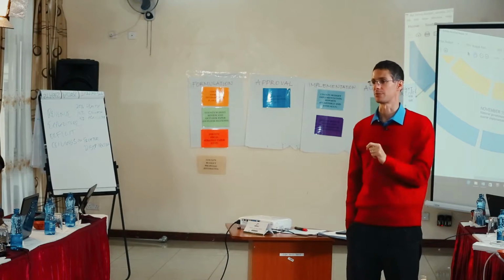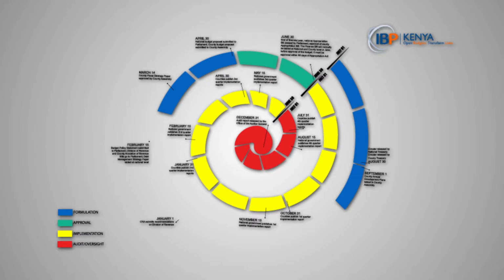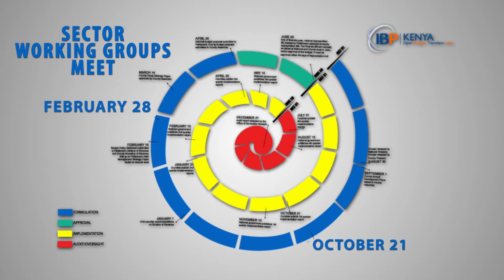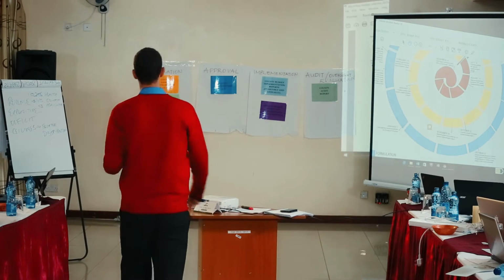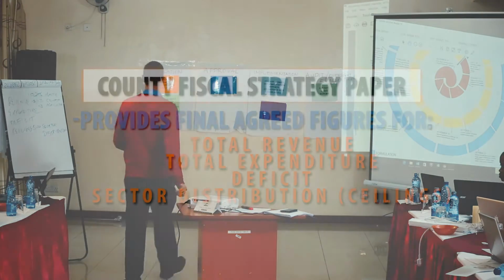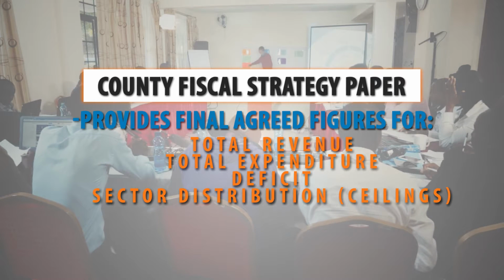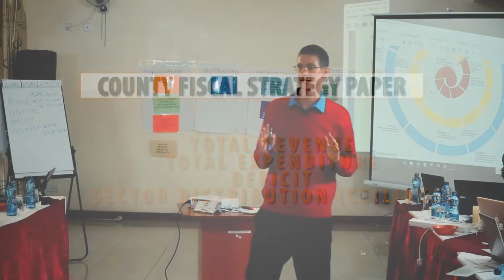For us, we need 20% to do everything that we want to do in the sector. That is what we are doing from October until February 28th, because the final sector ceilings are the ones which appear in the county fiscal strategy paper. Okay? So we have moved from the county budget review and outlook paper to the county fiscal strategy paper. This is the core of the budget process. This is when the most important decisions are made in the budget process.